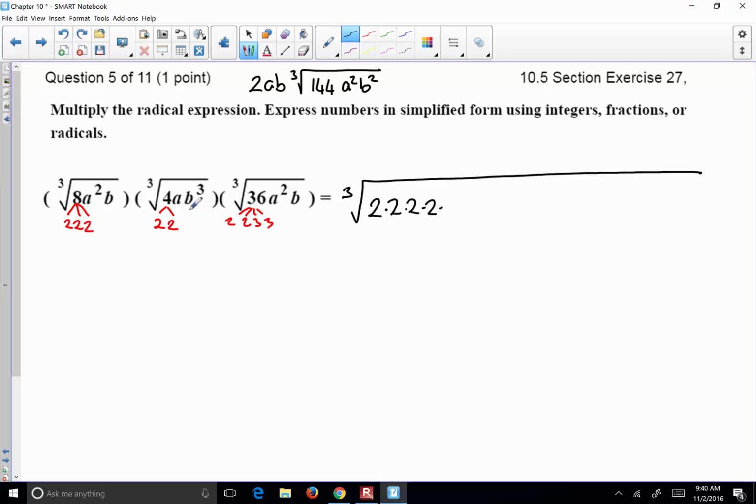Let's see. Alright, I broke already all those numbers inside. 8 is 222. 4 is 22. 36 is first 4 and 9, but 4 splits into another pair of 2's. And 9 splits into 2 3's, double 3's, right? So we have 1, 2, 3, 4, 5, 6, 7 2's. 7 2's together when you join every inmates under the same roof. How many 3's? Double.